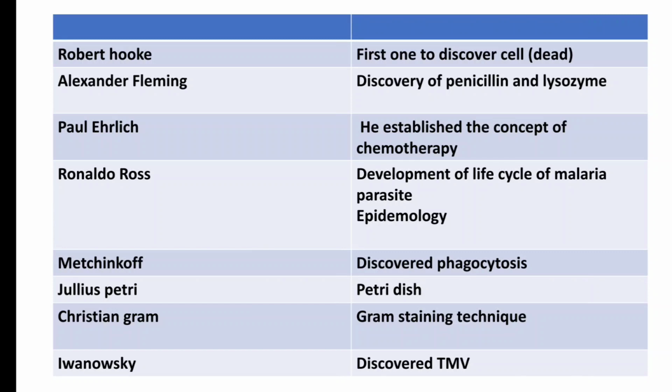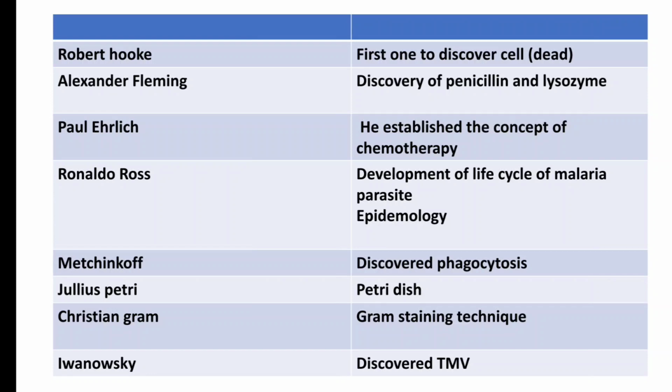Then Ronald Ross, he developed the life cycle of the malaria parasite, and he was the first one to study the epidemiology of malarial disease. Then Metchnikoff, he discovered the process of phagocytosis.